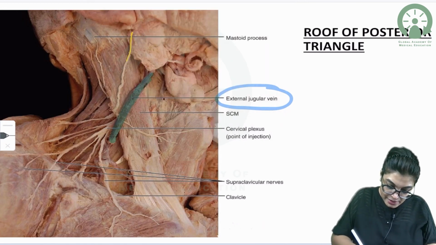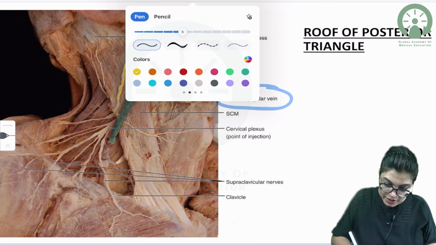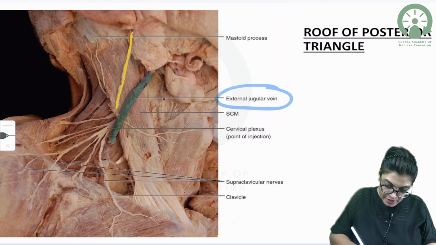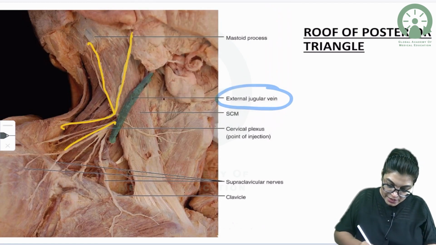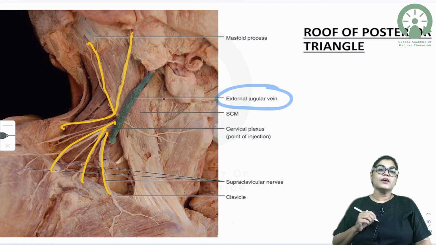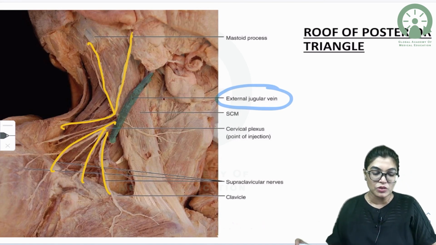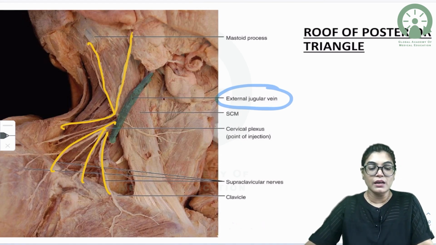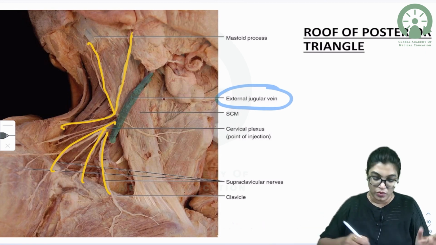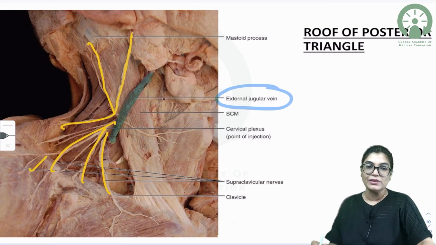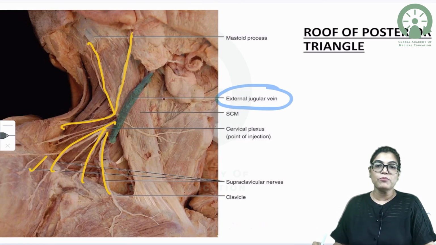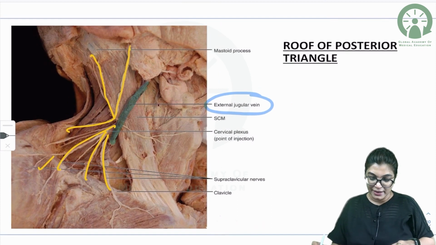If you see, the cutaneous nerves are sprouting here, and there are 4 cutaneous nerves. We have got the lesser occipital nerve, the greater auricular nerve, the transverse cervical, and those which are going down are the supraclavicular nerves. I will write it for you. So, these are important structures in the roof of the posterior triangle.